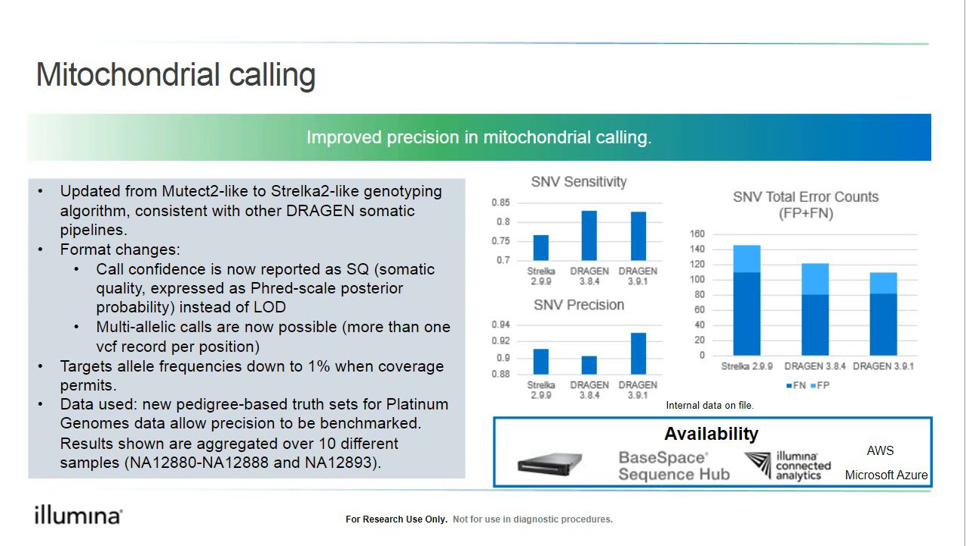On the right, we are showing you as well the total error counts as we progress from using Strelka by itself to DRAGEN 3.8 and moving to DRAGEN 3.9. The big update or the improvement is in the false positive rate, as you can see here. So again, I know a number of you are using DRAGEN for mito calling, and so I think this update will definitely benefit quite a few of you.